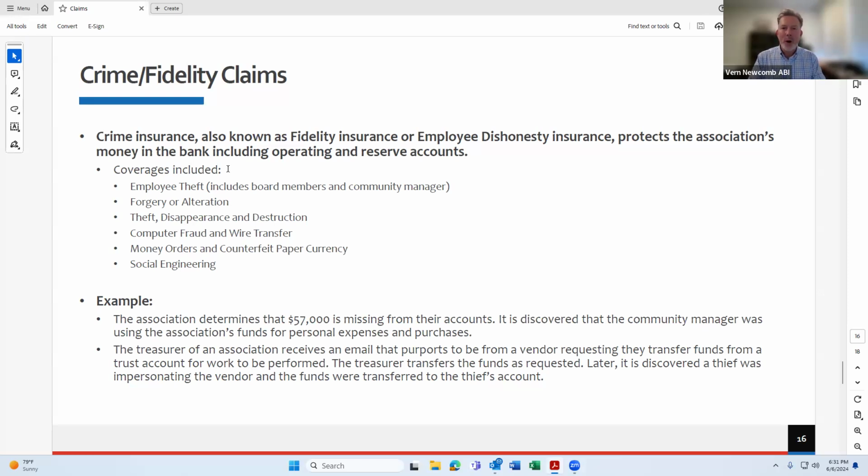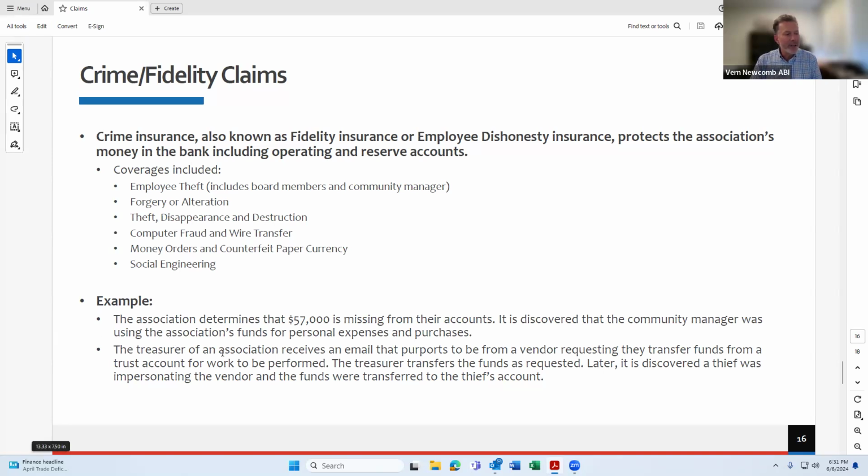I've never had one that big. Other than that, there's been maybe a board member that's taken some money, or a self-managed association that hired their own property manager that kind of embezzled money over time. But we don't see those claims a lot. But the social engineering claims we have seen, like I said, in the last 3 to 4 years, I've seen 5 claims. And I'll go over that example down here.